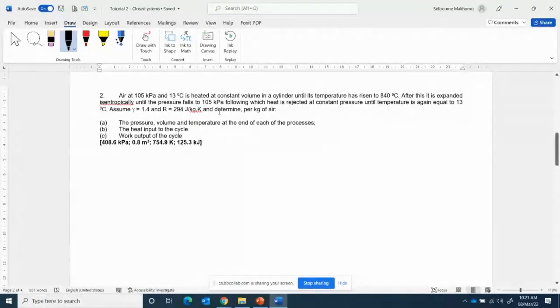Air. Now, remember, we are dealing with air. Air at 105 kPa and 13 degrees Celsius is heated at constant volume. So the first process is constant volume and is heated. It means that the graph is going up. So PV diagram first.